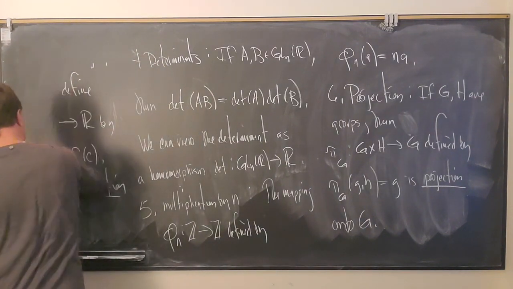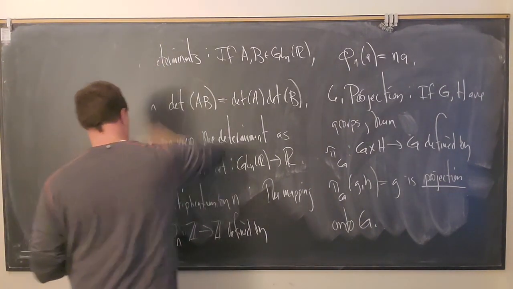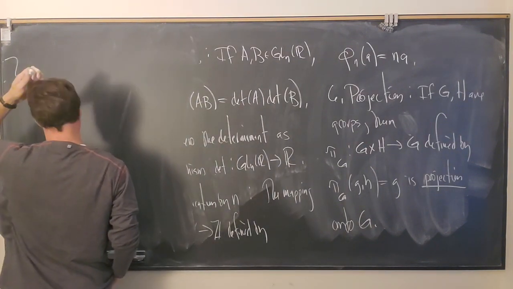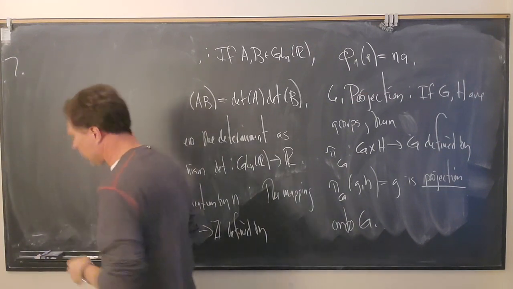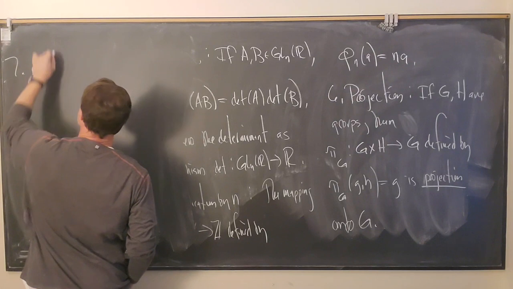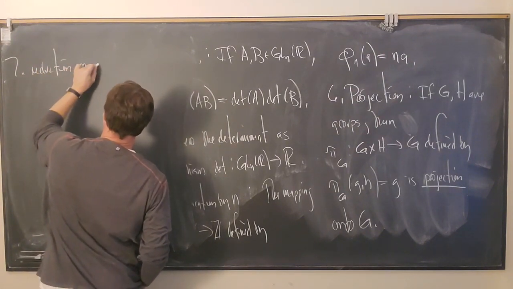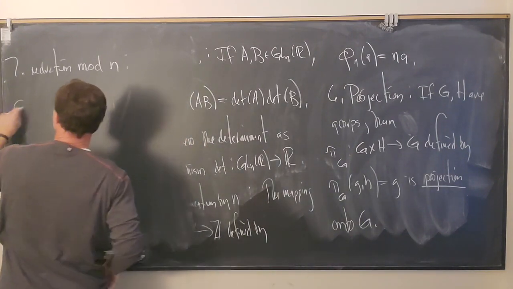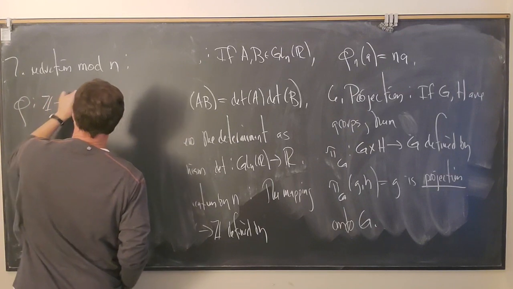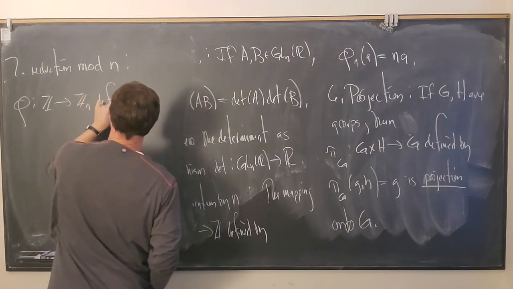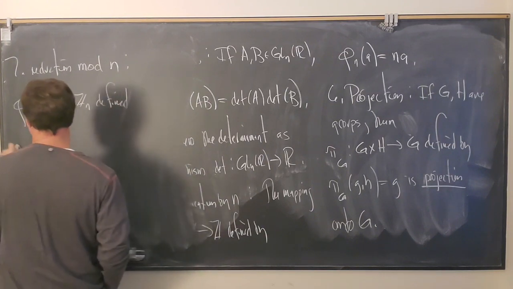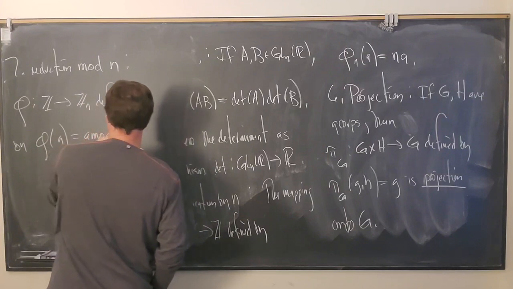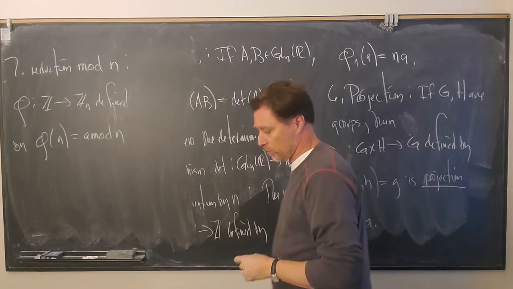And then one more. So number 7, this is reduction mod n, and it goes like this. So we have phi from Z to Z_n defined in the obvious way, so defined by phi of little a equals a mod n. This is called reduction mod n, and it turns out that this is a homomorphism.